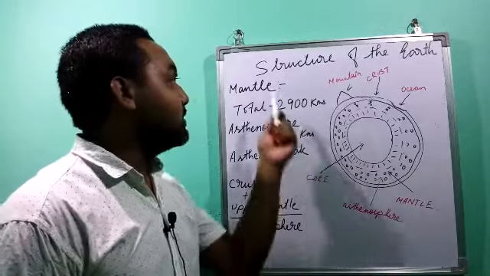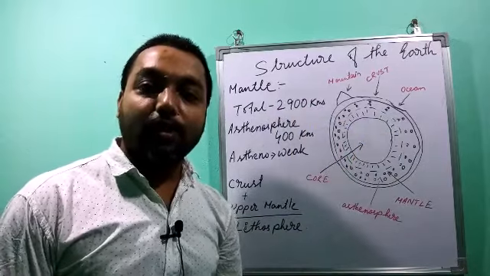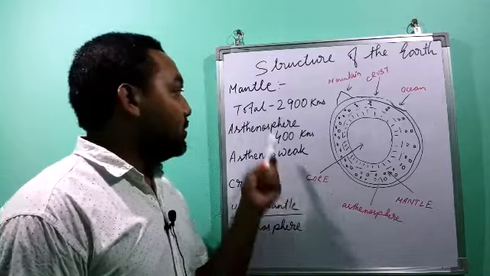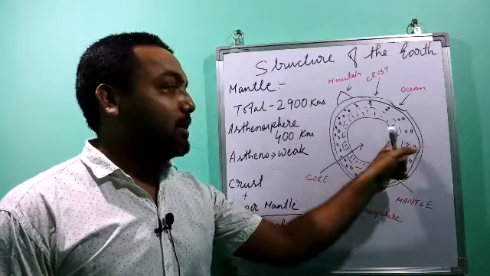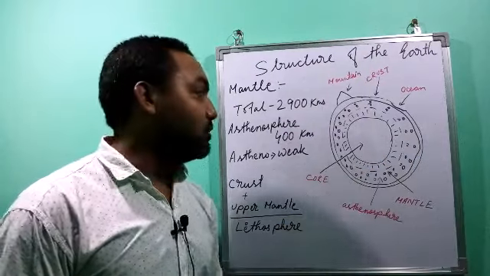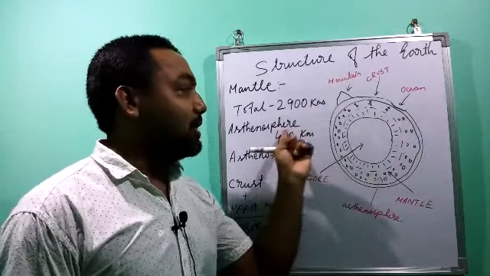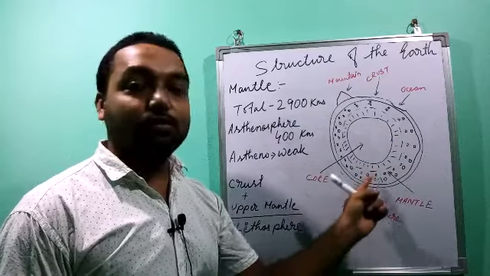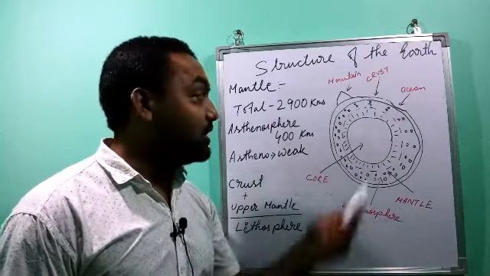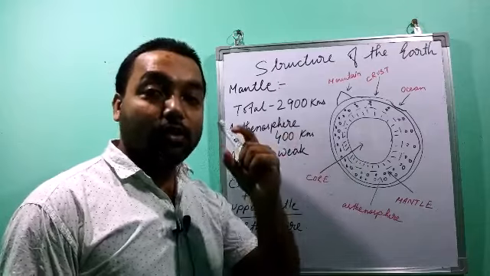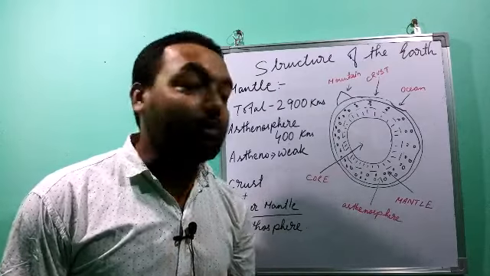So let us move to the next layer, that is the mantle. Its total length is 2900 kilometers, from here up to here. The upper portion of the mantle is known as the asthenosphere. Here it is shown. The depth of the asthenosphere is only 400 kilometers. Of this 2900 kilometers, only 400 kilometers is asthenosphere, and the rest is the lower mantle.